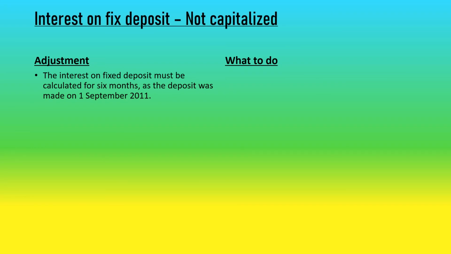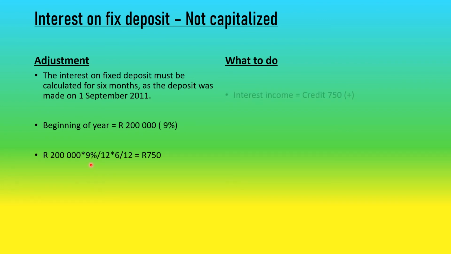This is interest on fixed deposit. So we've got an adjustment. The interest on fixed deposit must be calculated for 6 months as the deposit was made on the 1st September 2011. The beginning of the year, your balance was 200,000 and you've got a 9% interest rate. Always remember the interest rate given to you will be the interest rate for the full year. So if you need to apportion this interest rate, you need to divide it by 12.